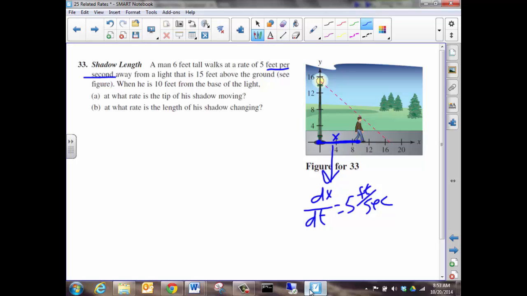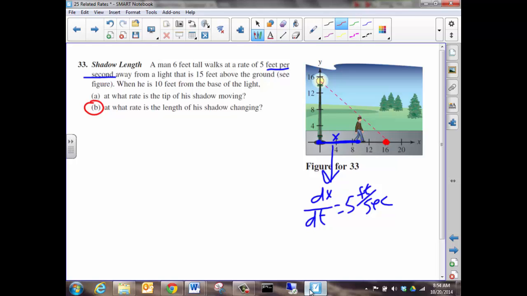Now, what are we looking for? At what rate is the tip of his shadow moving? Okay? At what rate is the tip of his shadow moving? The tip of his shadow is right, and let's use a different color. The tip of his shadow is right there. Now, at what rate is the tip of his shadow moving? And I want you to look at B part 2. At what rate is the length of his shadow changing?